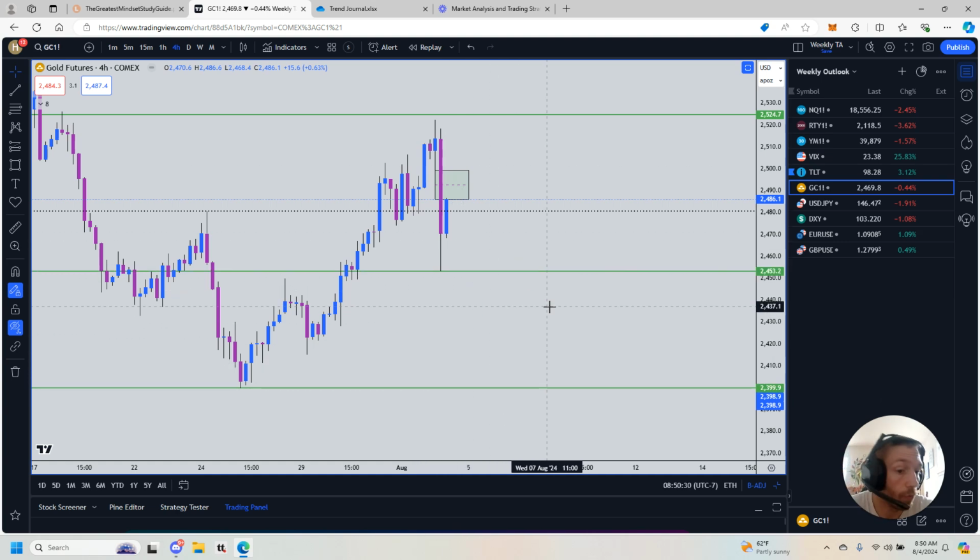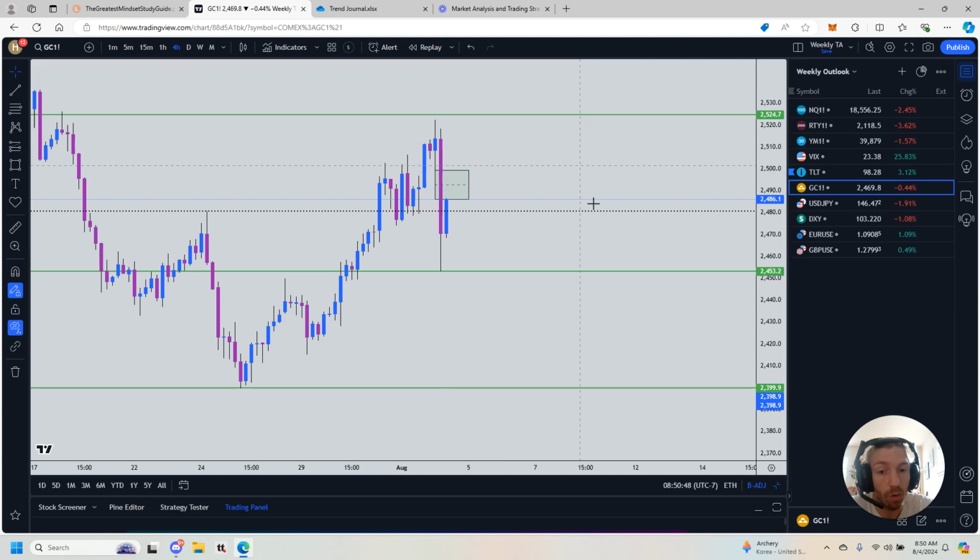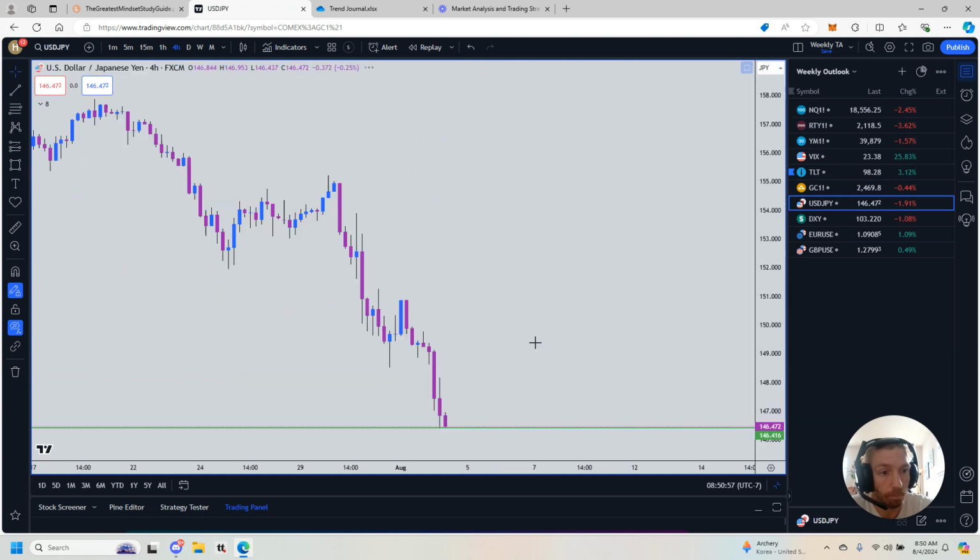Bare minimum 2450. Because if it comes up to here and respects it, then we would look to low hanging fruit, which would just be back to these lows. So gold is kind of choppy, not a really good determination of trend yet until it decides whether it wants to get above this or confirm it as resistance, for lack of a better term, and then use that to push back down.